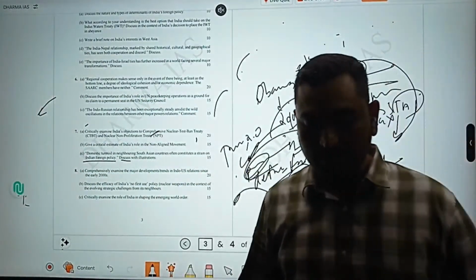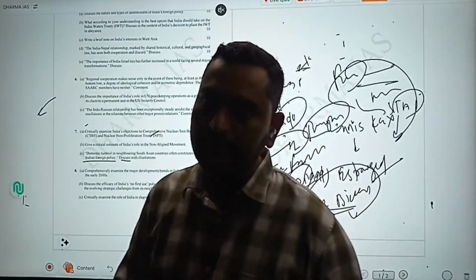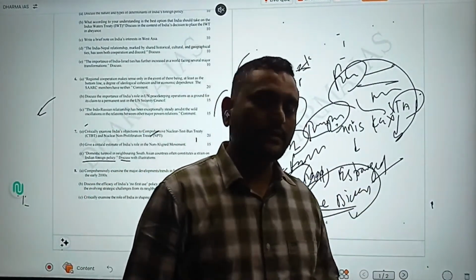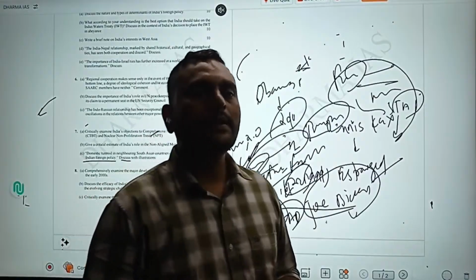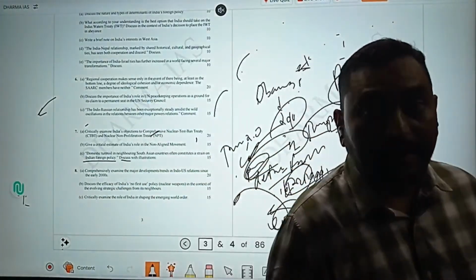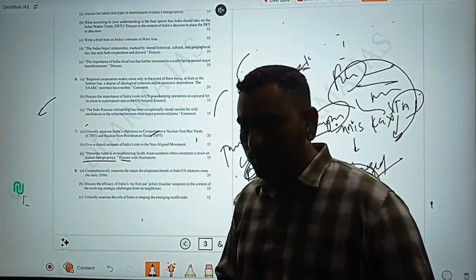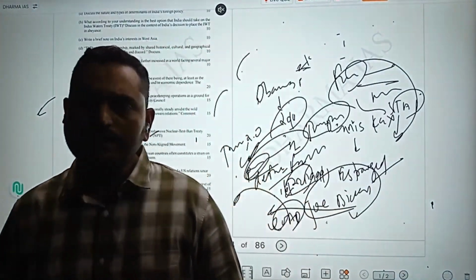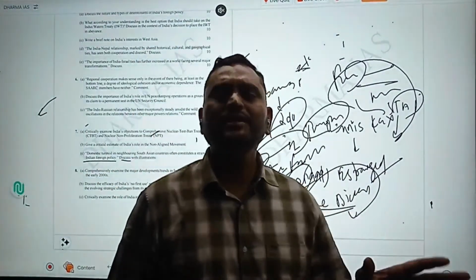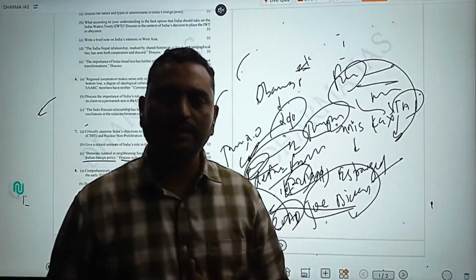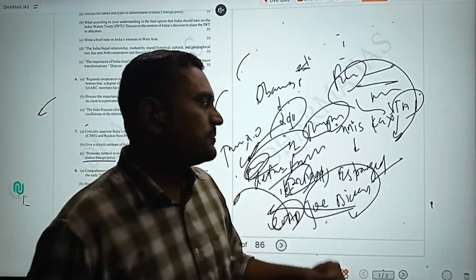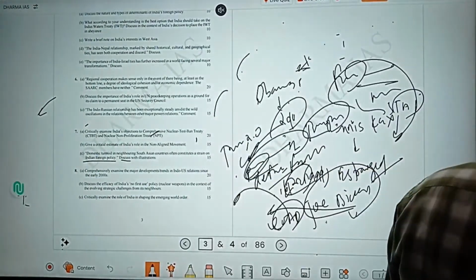Scholars you can mention: as I said, Dennis Kux. Then you can mention Barack Obama. You can mention Ashley Tellis. You can mention Nirupama Rao. You can mention S. Jaishankar, Navtej Sarna. All those scholars, mention their views on the India-US relationship. All those people you can mention. Understood?